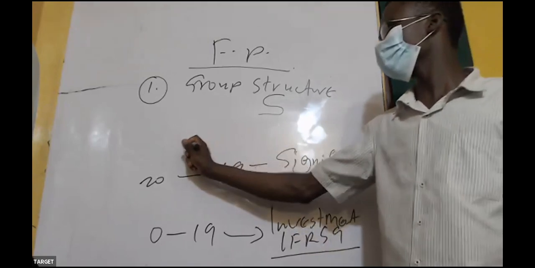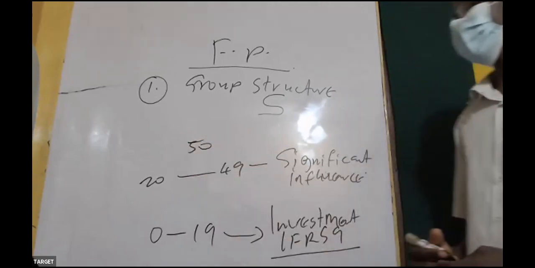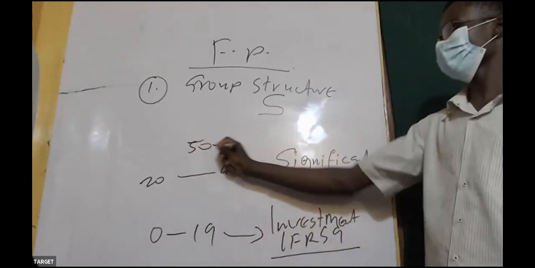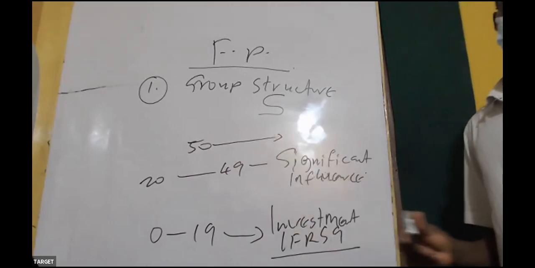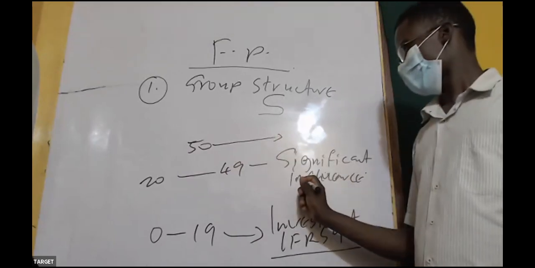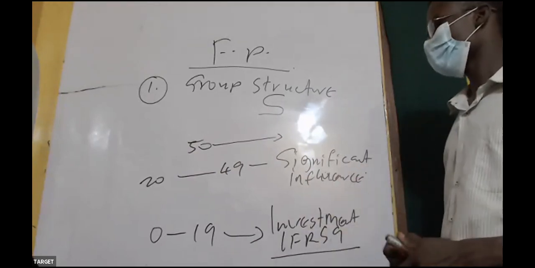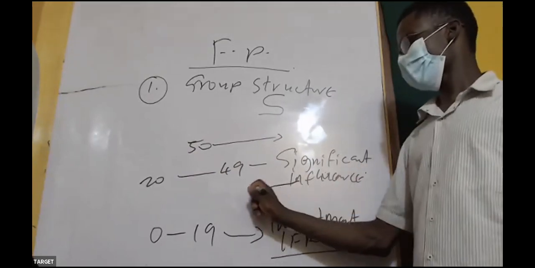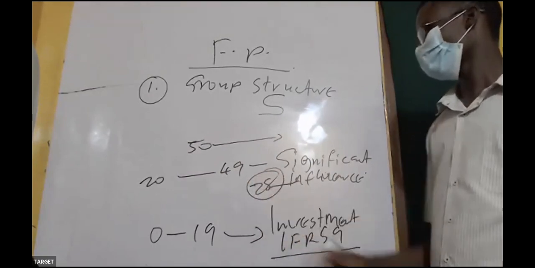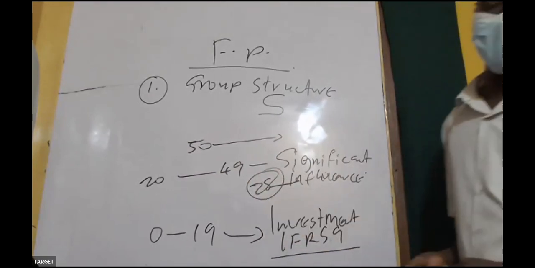If I have exactly 50, we call it a joint arrangement or joint venture. And then the standard that we can use is IAS 28, investment in associate.